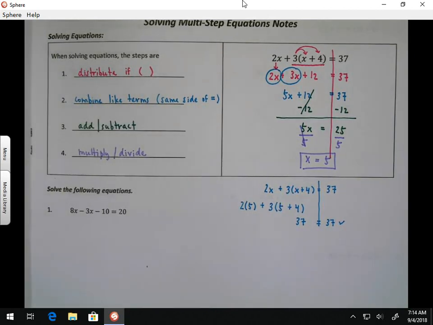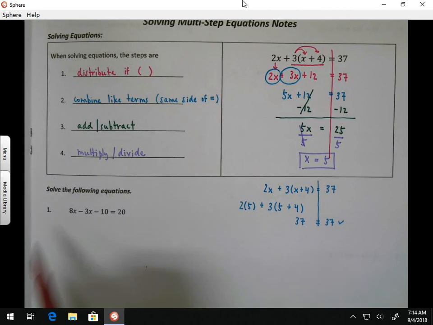So I'm going to go through a couple examples here. Again, I'm not going to go through all of the examples. We'll save a few to go through in class, but this should give you a pretty good idea of what to expect. So let's go ahead and look at problem number 1.